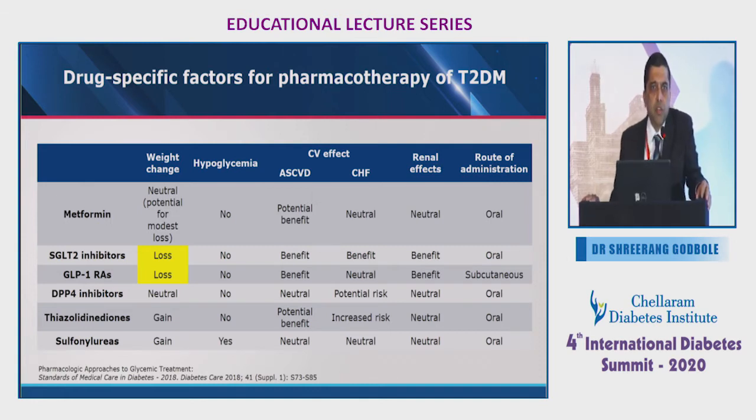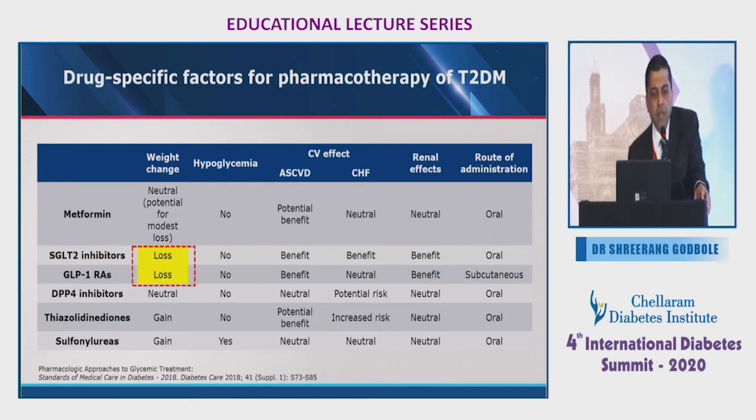Both these classes of drugs share a common property. They do not cause hypoglycemia per se, and both of them, as you can see in the yellow, cause weight loss. But the mechanism of weight loss is different for GLP-1 receptor agonists and SGLT2 inhibitors.